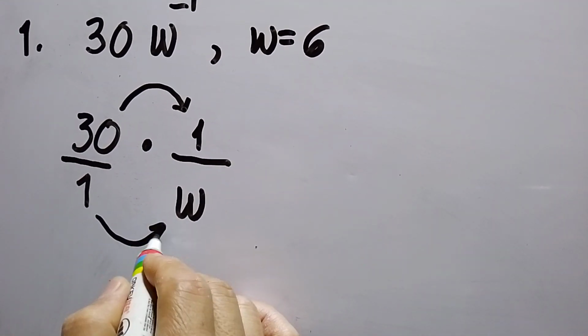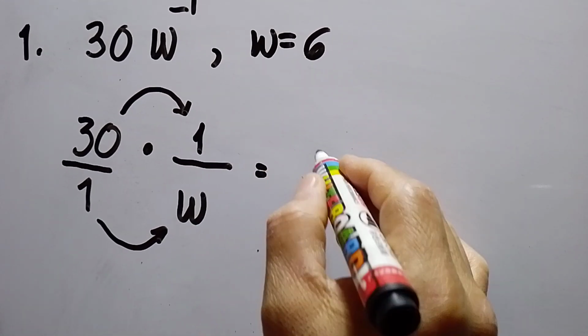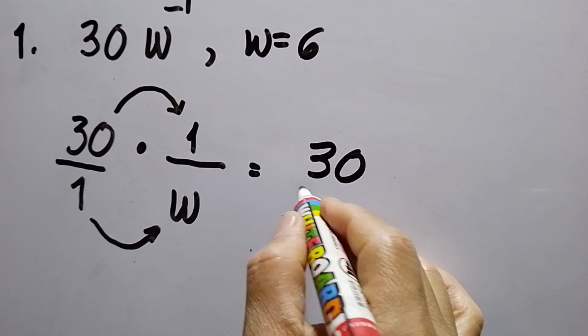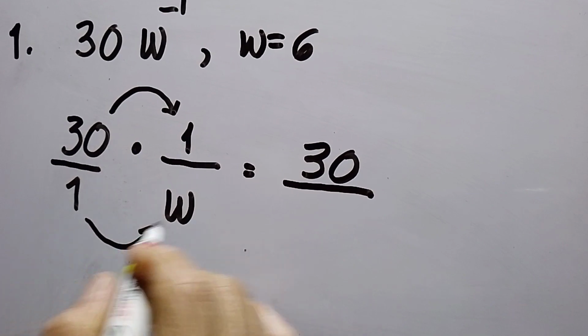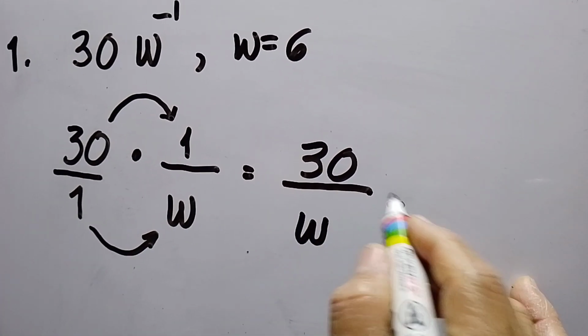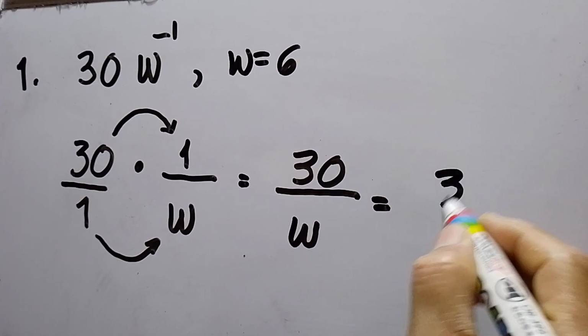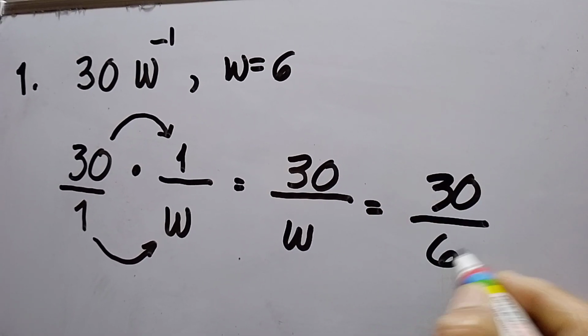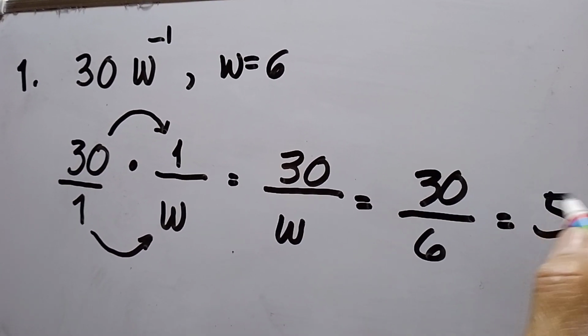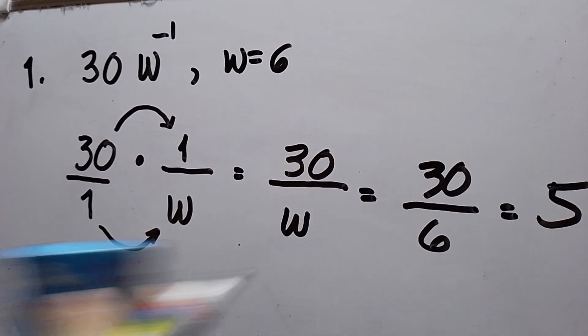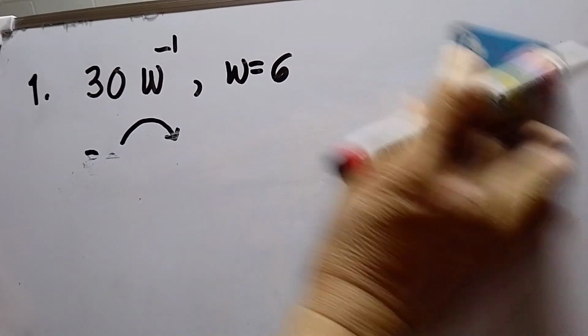And the same with the denominator. So I have here 30, because 30 times 1 equals 30. Then 1 times w is w. Now I need to substitute w, which is equal to 6. So 30 over 6 is equal to 5. So that's the answer for number 1. Let's move to number 2.